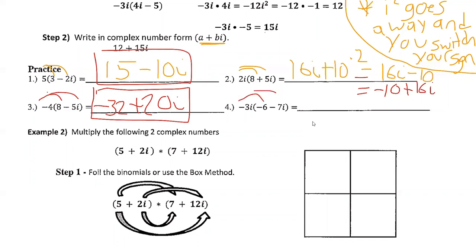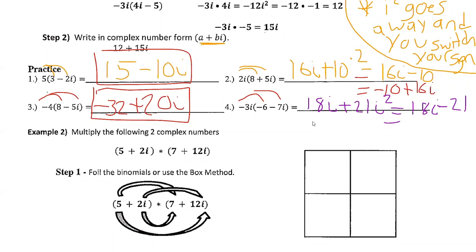But in number 4, we'll have -3i times -6 would be positive 18i. I'm going to use a different color. So you'd have 18i, and then -3 times -7 would be 21i squared, which remember, your i squared goes away, switches your sign. So that would be 18i minus 21.